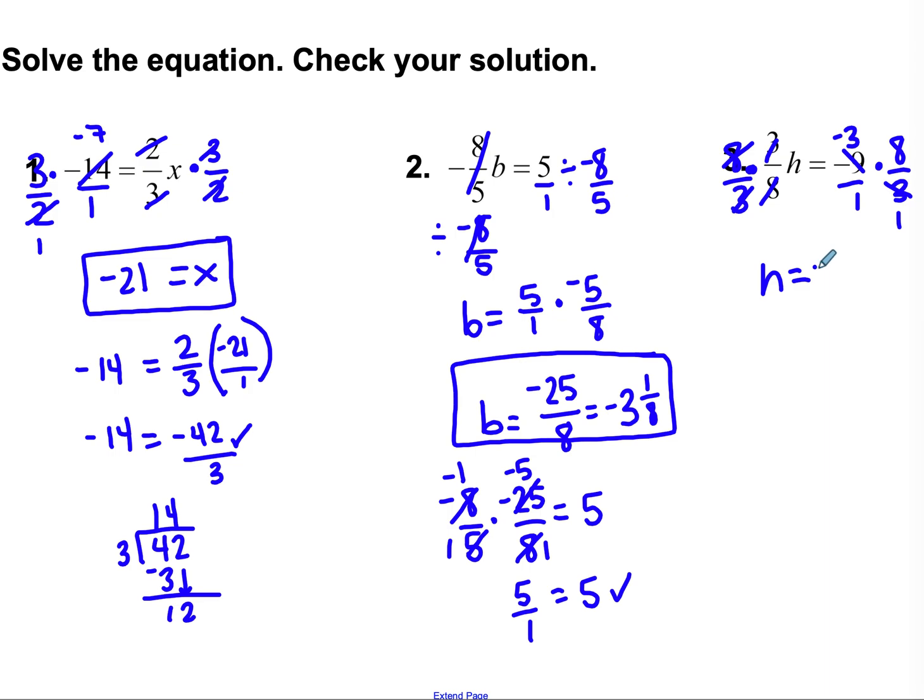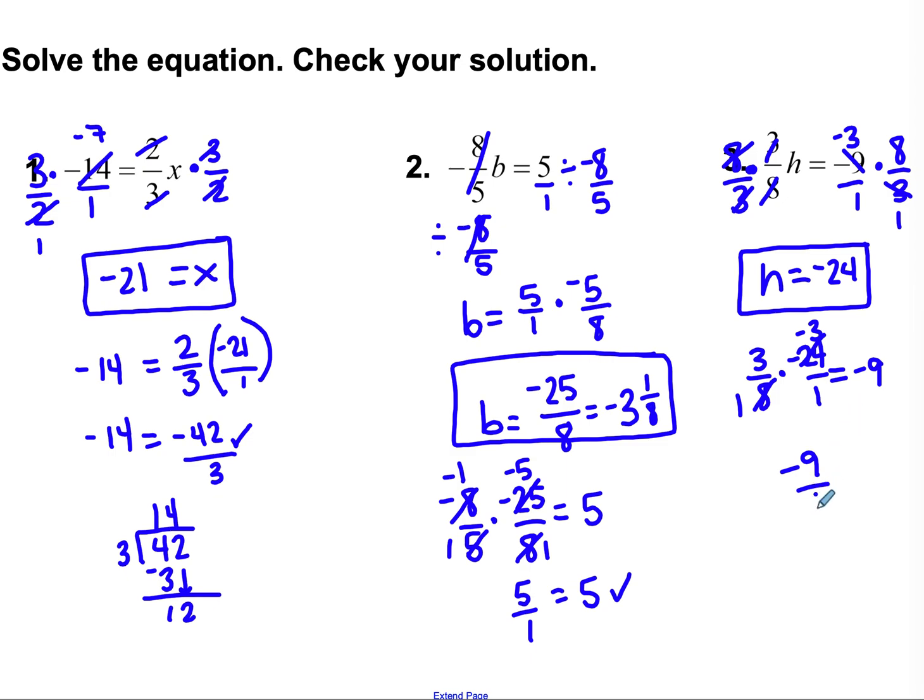Negative 3 times 8 is negative 24. 1 times 1 is 1. h is negative 24. Let's check. 3/8 times negative 24 over 1 equals negative 9. Let's do the math. 8 divided by 8 is 1. 24 divided by 8 is 3. 3 times negative 3 is negative 9. 1 times 1 is 1. Negative 9 over 1 equals negative 9.